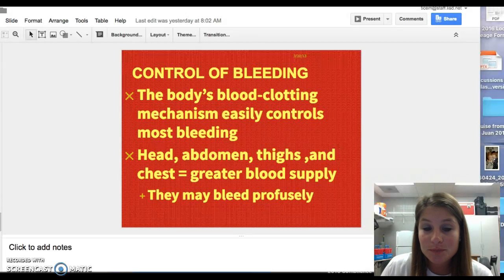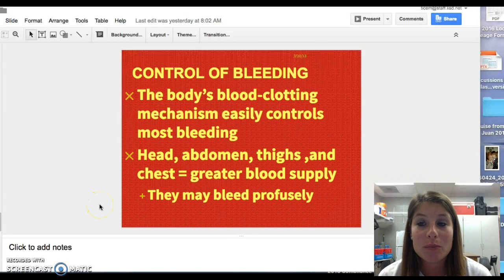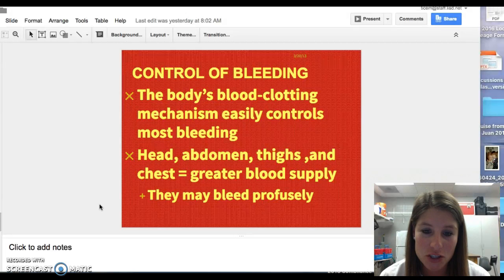Another thing to consider is the head, abdomen, thighs, and chest are going to bleed more severely if they are injured.